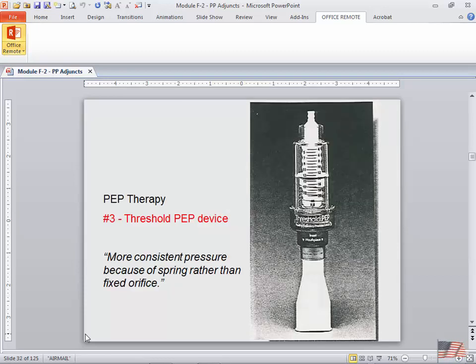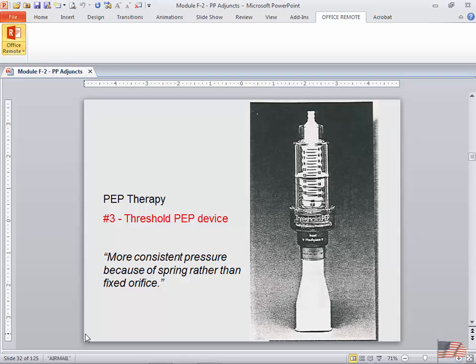Alternatively, there's also one called a threshold device. This one's a little bit different. What it has is a spring in there that acts as a resistor. So as I'm exhaling against a plate, based on the spring tension, it's generating some pressure.